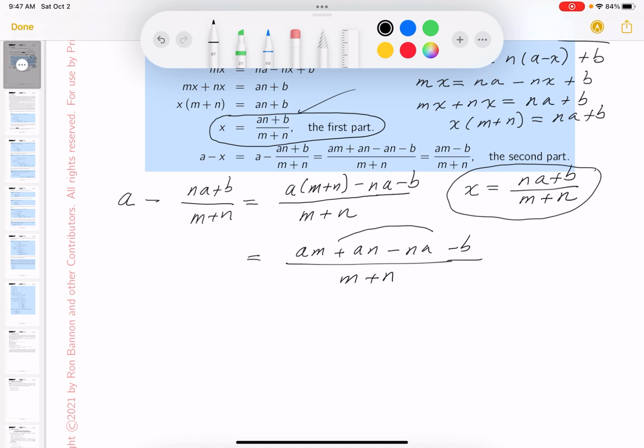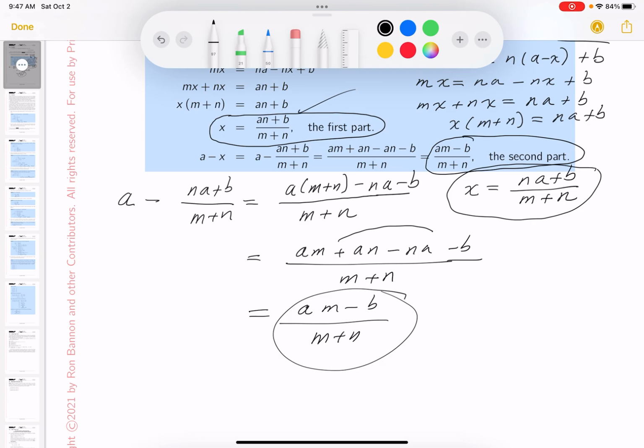Remember, the multiplication is commutative. Any order I write down is the same. AN is the same thing as NA. And these are opposites. They cancel off. So we're left with, and we'll check the key later, AM minus B over M plus N. And this is the second part. Let's see if we got that. It's written over here. Again, we're just checking it. And we got it. We did okay.